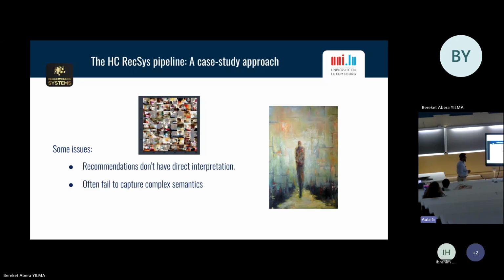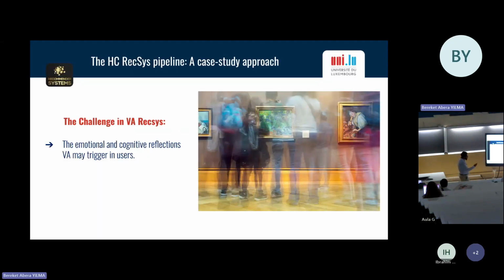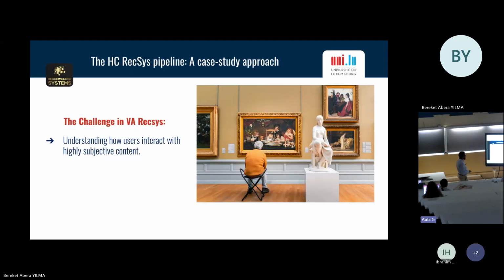And the other issue is the semantics. When you look at this painting, what kind of emotional reflections are triggered in your brain? It's very subjective for everyone, which is beyond the visual aesthetics of the art content. So capturing this complexity that is embedded in visual art is quite challenging. These models, while they are really good, fall short in capturing this nature of semantics in visual arts. So what can we do?